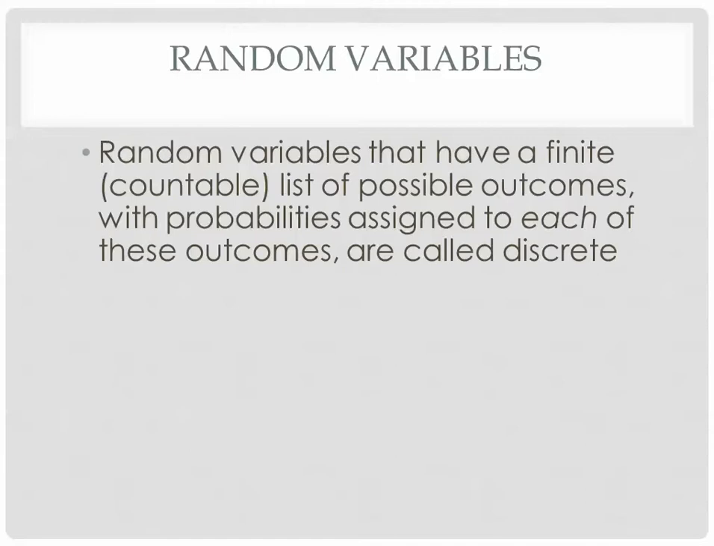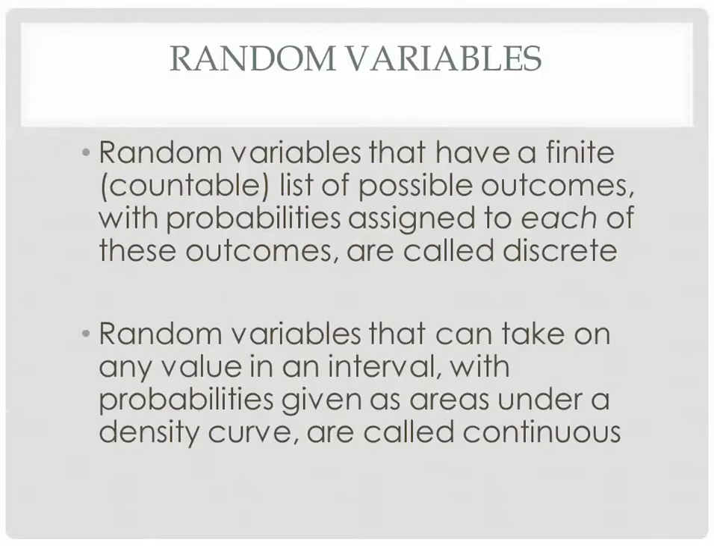And random variables can be discrete. This word, discrete. They're discrete, they have a finite and countable list of possible outcomes, and you assign a probability to each of those outcomes. Such as rolling the dice, where we had that chart where we had every outcome possible when you roll 2 dice. That's a discrete random variable.